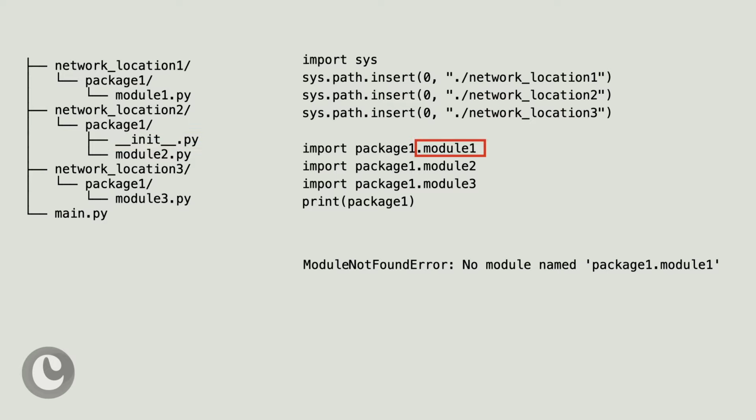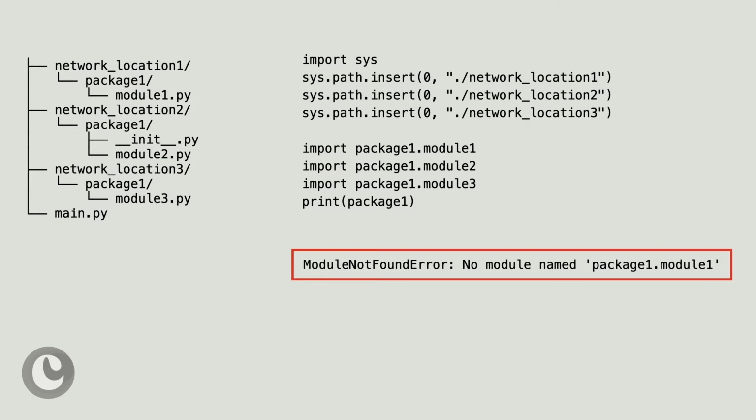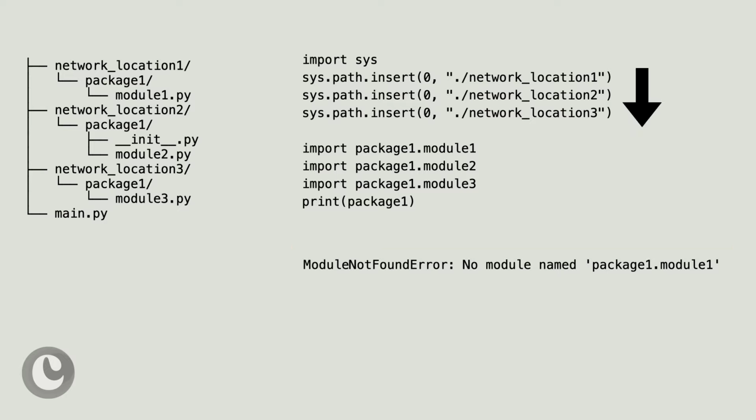Then the import system tried to import the second part of the import statement, which is module 1. The returned package only contains module 2 and boom! Module not found error is raised. Now it really does not matter if you change the order of sys.path. Perhaps you can fix the current problem, but the system is unpredictable.